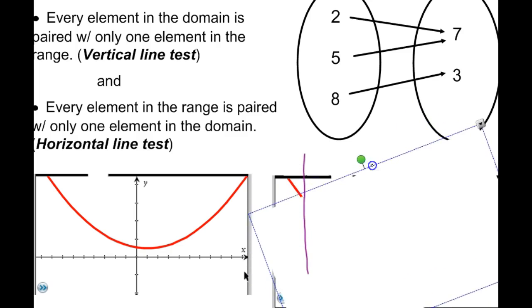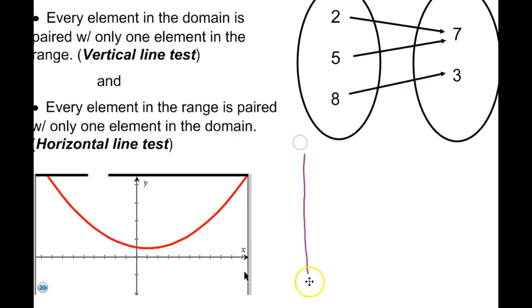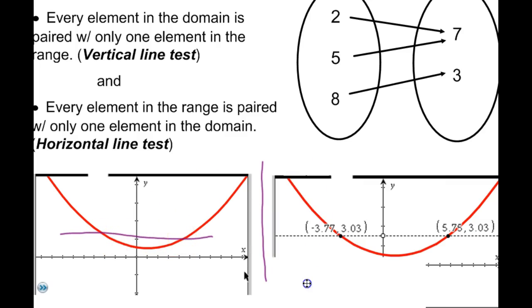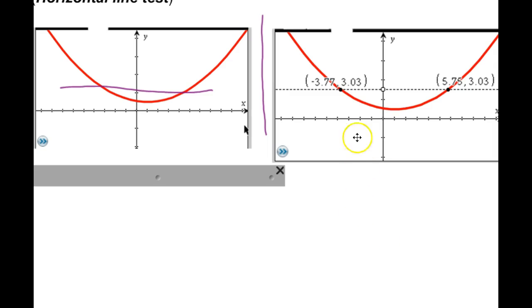Now let's try a horizontal line. Draw a horizontal line and move it around, and you can see that this doesn't pass the horizontal line test. It crosses at more than one spot. So this one is not a special function. You can see that it crosses at more than one spot when you draw a horizontal line.